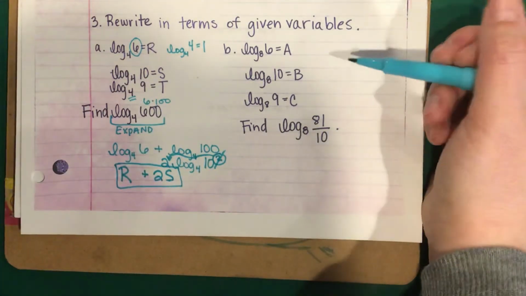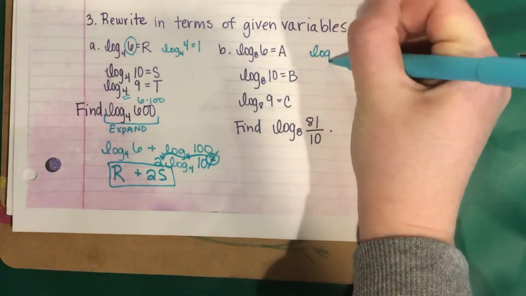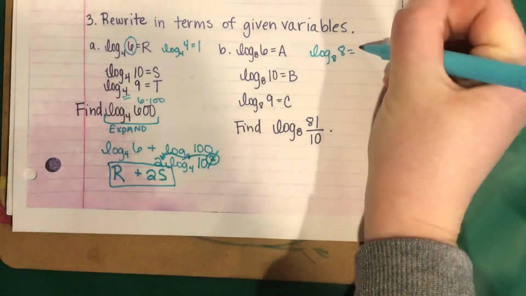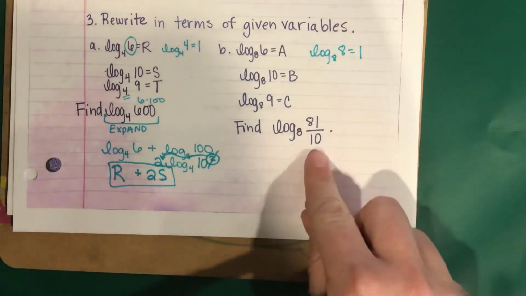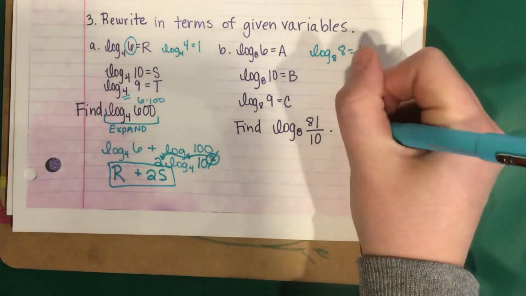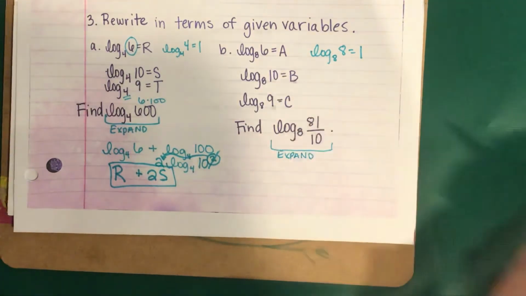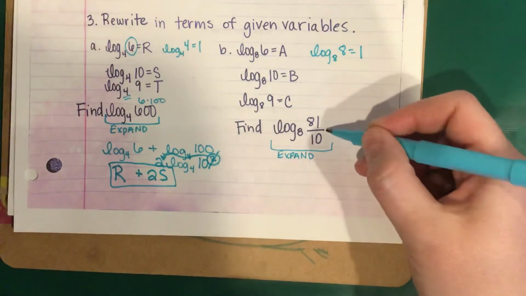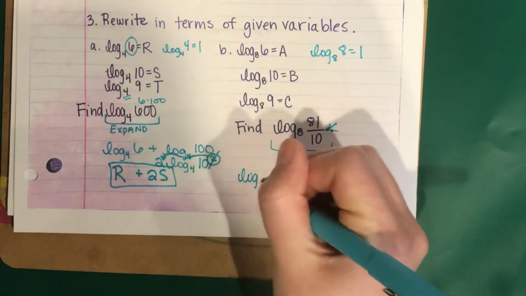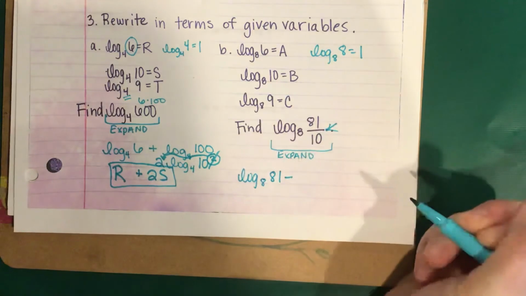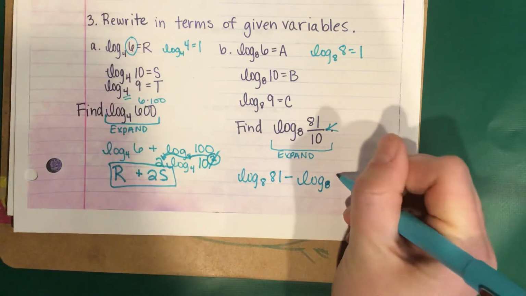Now, this problem is actually pretty similar. I'm going to start with log base 8 of 8 equals 1, just in case I need it. And then I'm going to start here, and I'm going to look to expand this. I have division there, so I know it's going to become log base 8 of 81 minus log base 8 of 10.